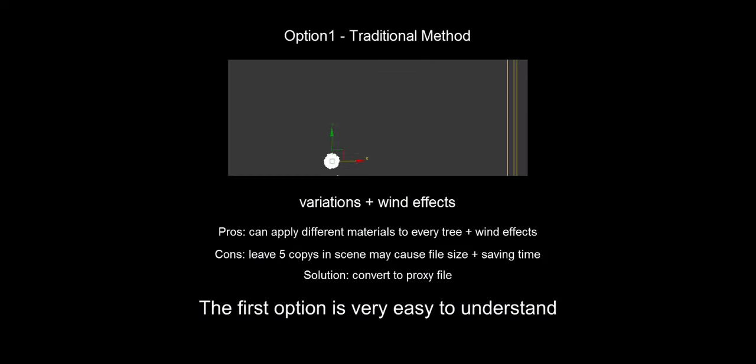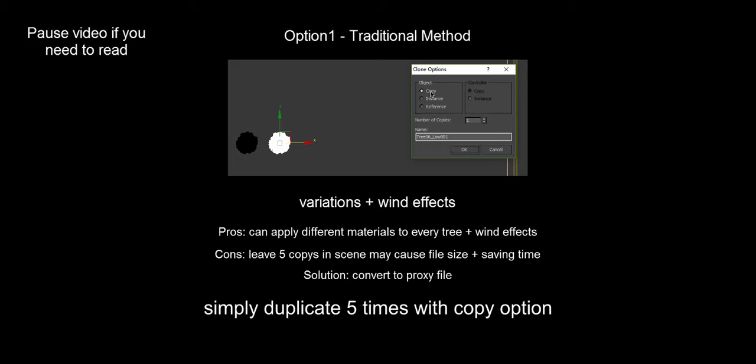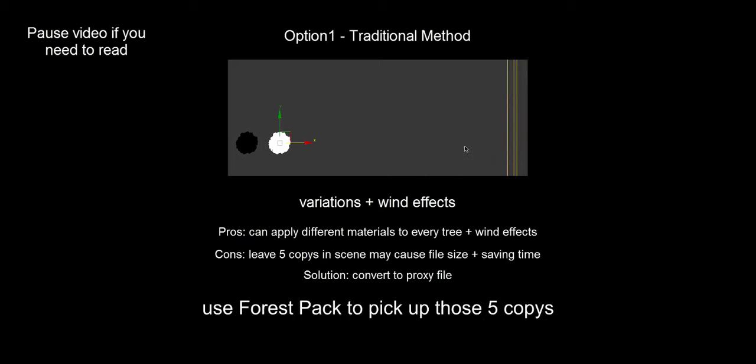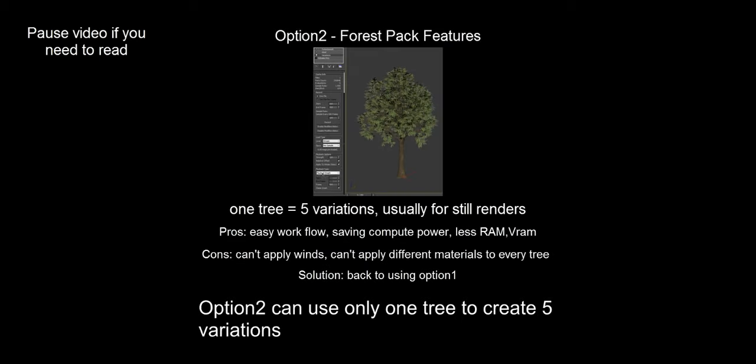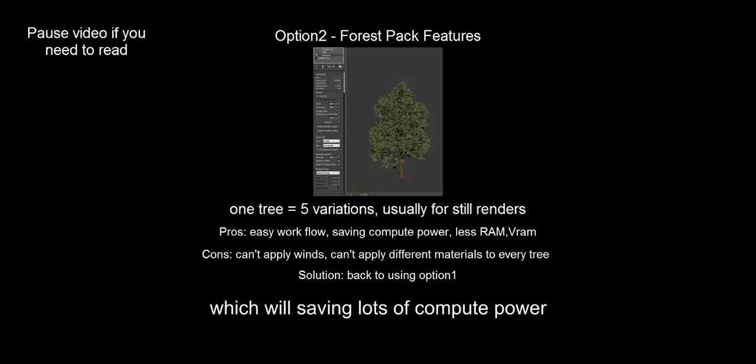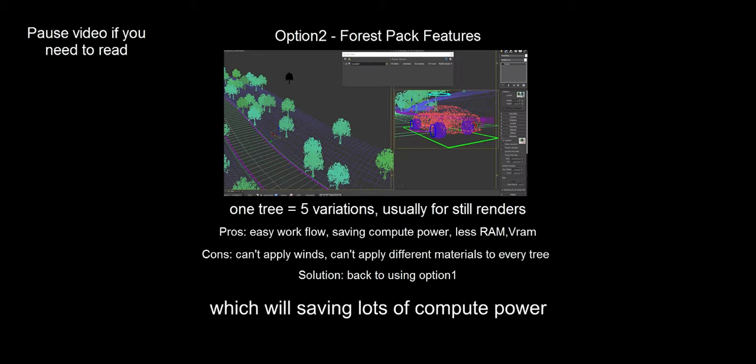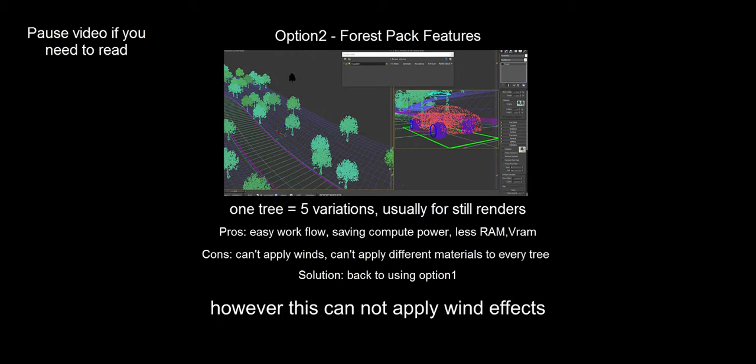The first option is very easy to understand. Simply duplicate 5 times with the copy option. Use Forest Pack to pick up those 5 copies. Now you can get 5 wind animations. Option 2 can use only one tree to create 5 variations, which will save lots of compute power, such as memory, video RAM, and reduce file size. However, this cannot apply wind effects.